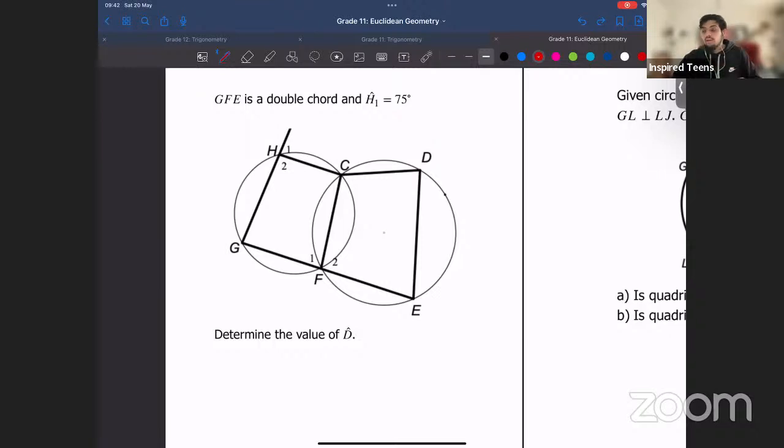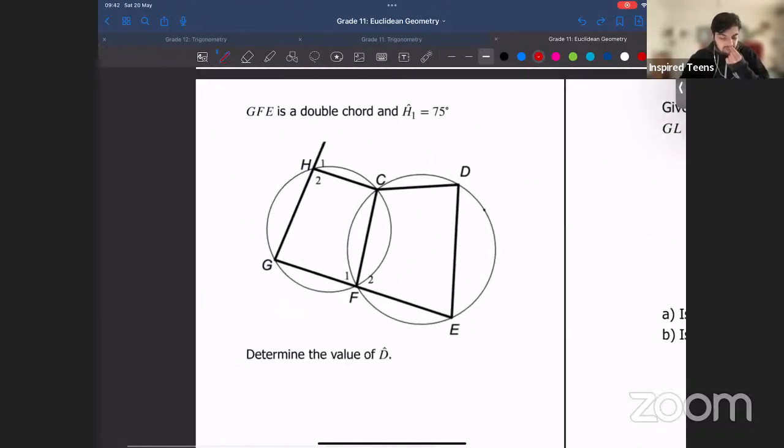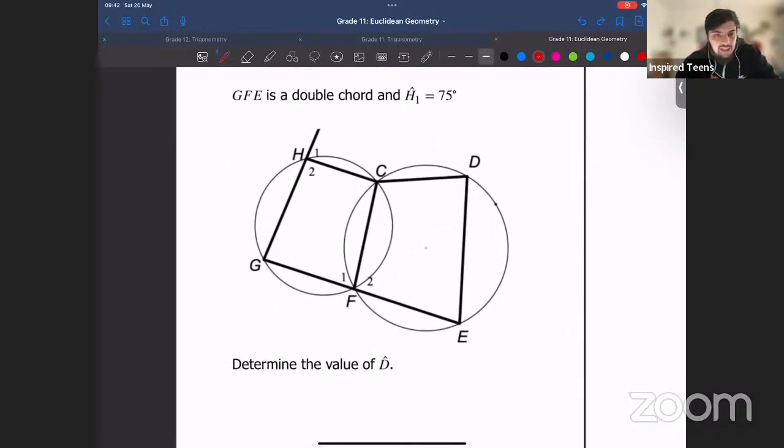Okay. Let's look at this question and let's try and solve for it. It says that GFE is a double chord and H1 is equal to 75 degrees. Let's fill that in. GFE is a double chord. I think all they're trying to tell us there is that GFE is one line.